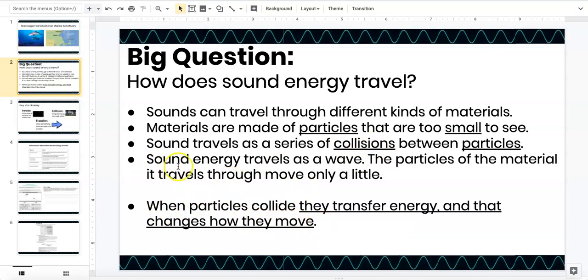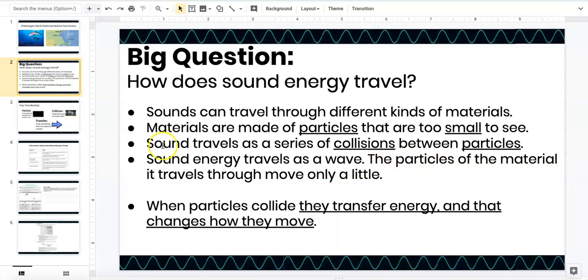We also learned that sound energy travels as a wave. Now, this is very important in answering this question. When we think about how sound energy travels, we need to remember first thing first. Sound energy travels as a wave. It doesn't travel as anything else. It travels as a wave. And we know in particular it travels as a sound wave.